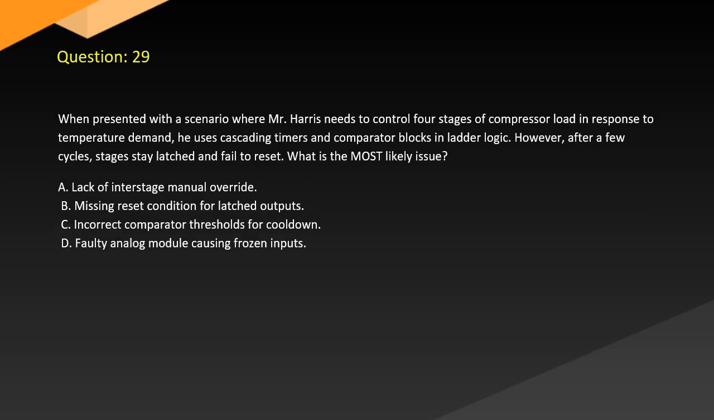Question 29. When presented with a scenario where Mr. Harris needs to control 4 stages of compressor load in response to temperature demand, he uses cascading timers and comparator blocks in ladder logic. However, after a few cycles, stages stay latched and fail to reset. What is the most likely issue? A. Lack of interstage manual override. B. Missing reset condition for latched outputs. C. Incorrect comparator thresholds for cooldown. D. Faulty analog module causing frozen inputs.